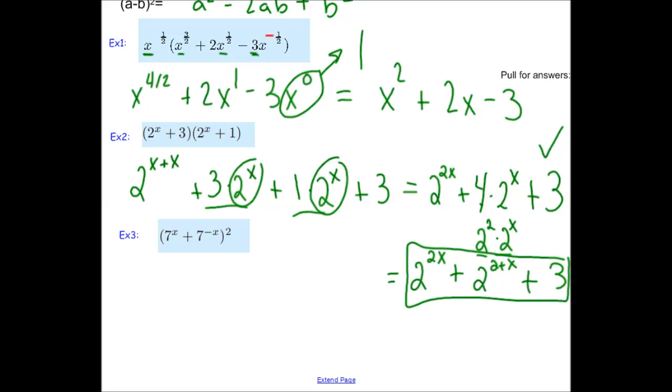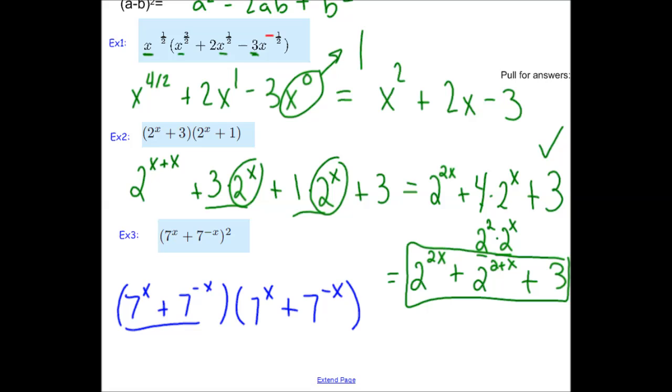Okay, here we're going to square this, so we have to multiply it by itself. So we have 7 to the x plus 7 to the negative x times itself. Okay, first of all, we can't simplify the bracket itself. When we're adding and we have the same base, there's nothing that we can do unless it's exactly the same thing. Like we have here, we have 2 to the x and 2 to the x, so we can add our coefficients. But in this case, we can't combine them at all, so we FOIL.